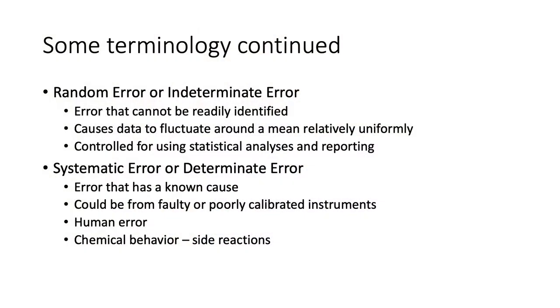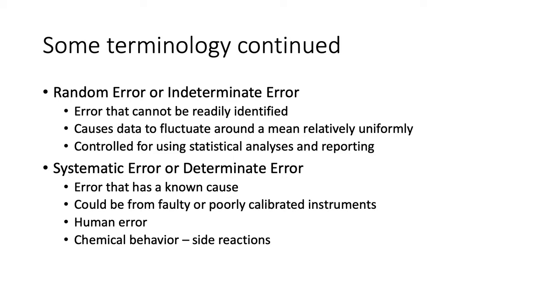Other types of error are random error and systematic error. So random error is things that we can't really control for or identify, and it causes data to fluctuate relatively uniformly around a mean value. And that's one of the things that's given on the uncertainty in the measuring apparatus that you're using. So this pipette measures 10 milliliters plus or minus 0.04 milliliters. That is a random or indeterminate error. The data will fluctuate around 10 milliliters within 0.04, you know that. And you can control for that using statistical analyses, which we'll talk about in a little bit.